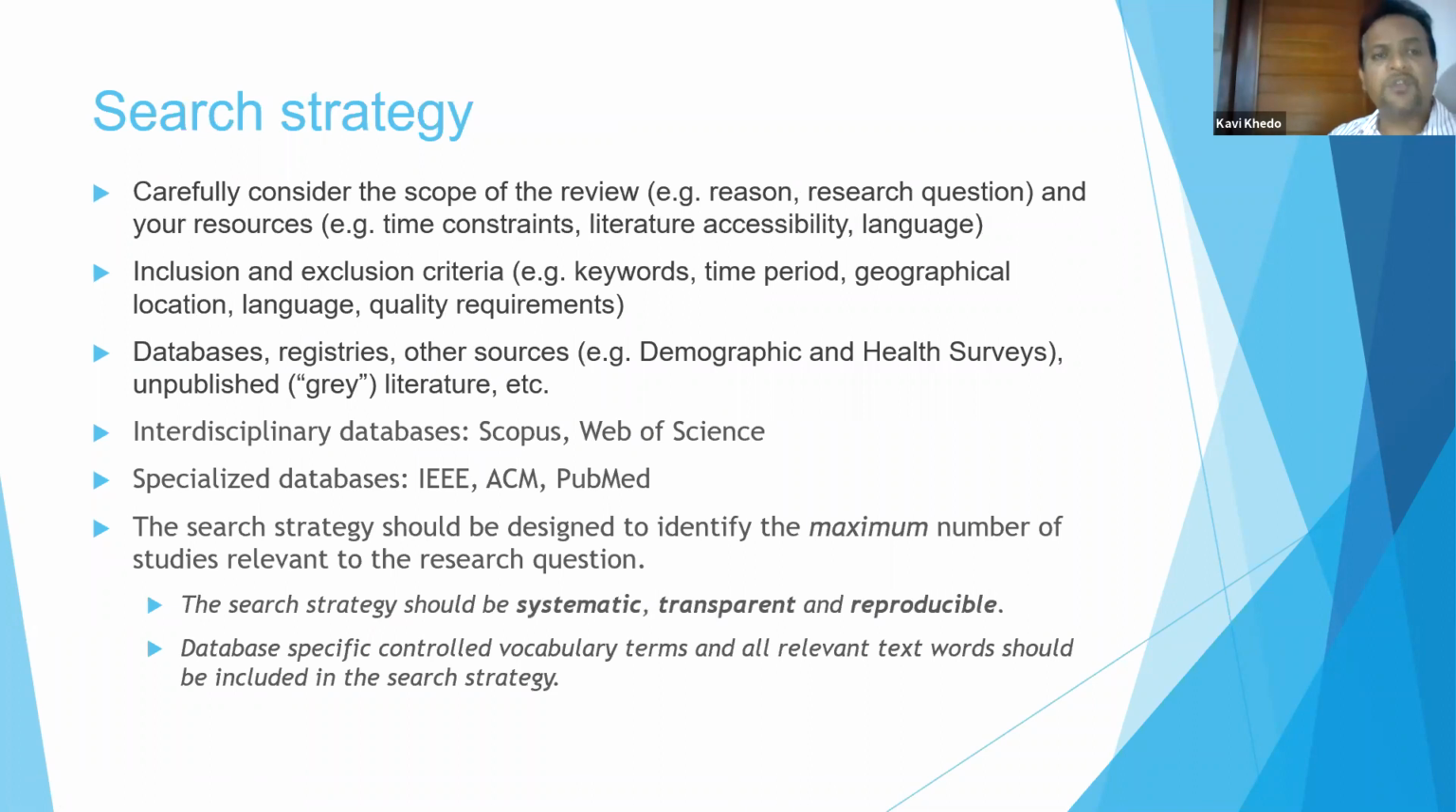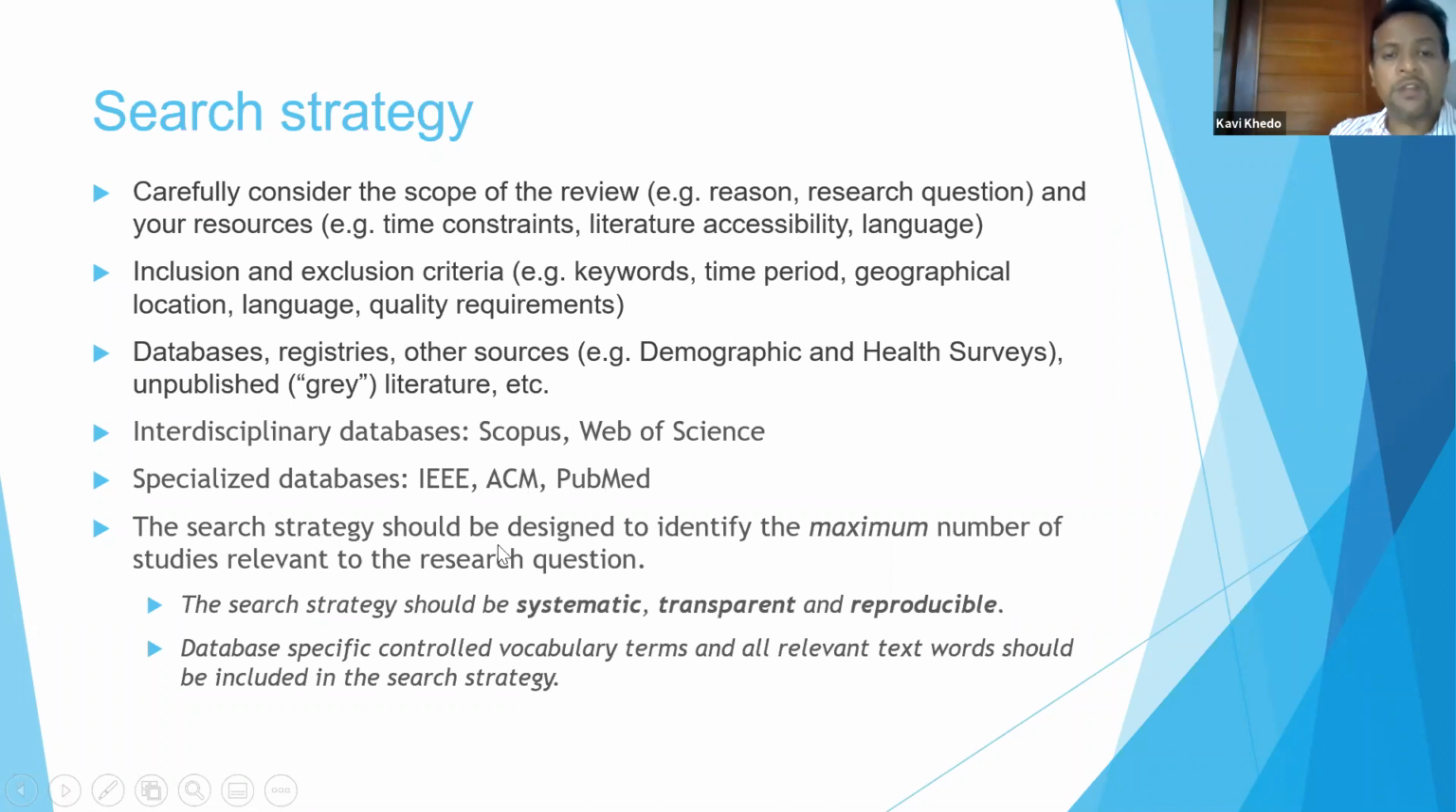Now you have different search strategies that you are going to use. Carefully consider the scope of your review and the resources that you have. Inclusion and exclusion criteria should use a time period. You see, one of the criteria I used was to include from 2011 to 2016, a time period. Then the databases you're going to consider, registries, other sources, gray literature. For interdisciplinary work, you have Scopus and Web of Science. Specialized databases include IEEE, ACM, PubMed, and so on.